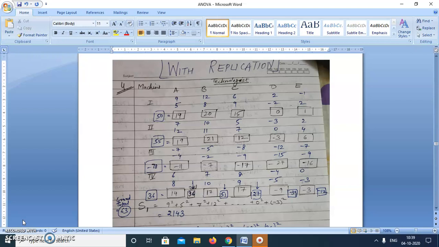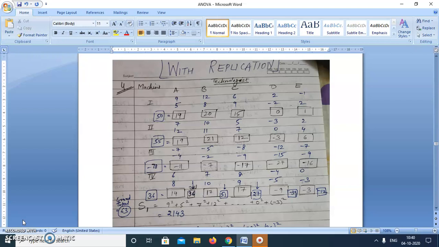So today we'll try to understand more types of examples. One is with replication, two-way data with replication. I'll show you the calculations of question number 4 in the exercise, and then the next is factorial experiment, how we use the ANOVA technique in case of factorial experiment.